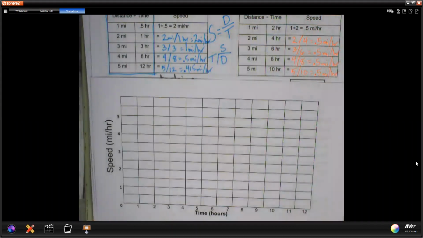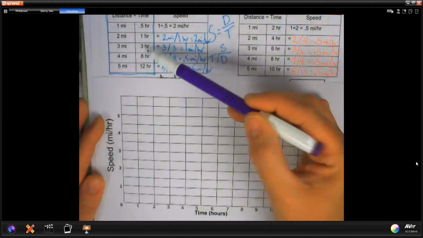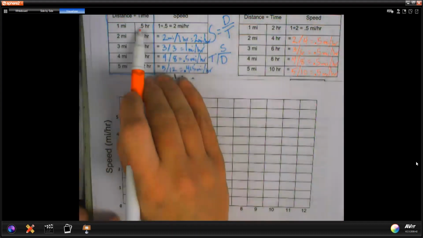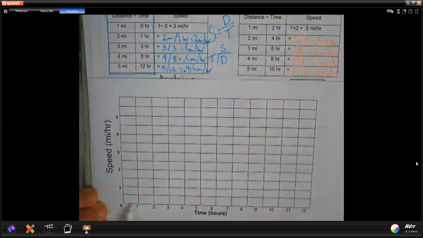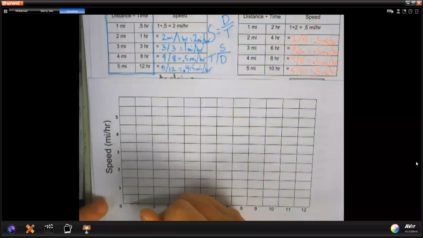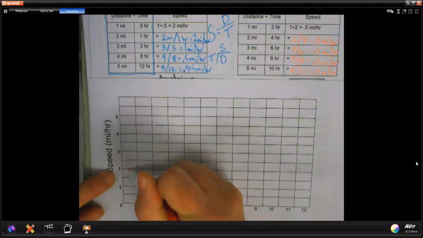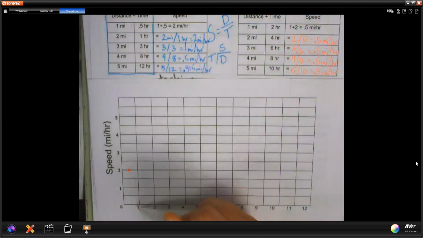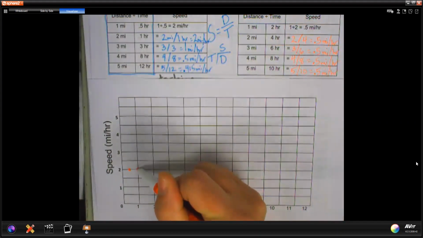Okay, so right here, we now need to look at the speed and the time to graph the tortoise and the hare. Okay, so starting with the hare, the time is 0.5 hours, which is right between 0 and 1. The speed is 2 miles per hour. So we're going to go from 0.5 up to 2 miles per hour to draw our first point. Next, we have 1 hour. So we're now on this line right here. And the speed of 2 miles per hour. So where 1 meets 2 miles per hour. We've got our next dot.